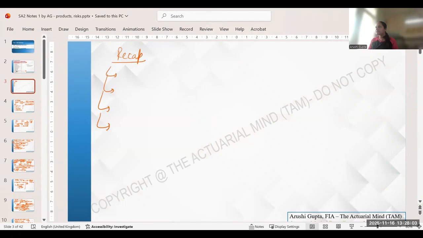So we went toward term insurance product. We looked at CI, IP product. What else? Everybody knows what happened.